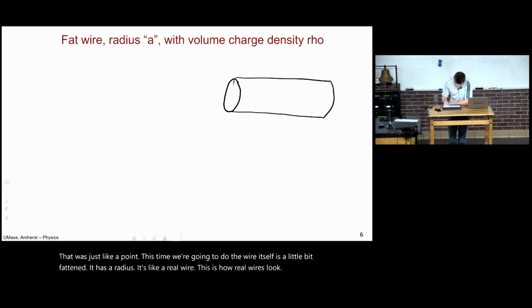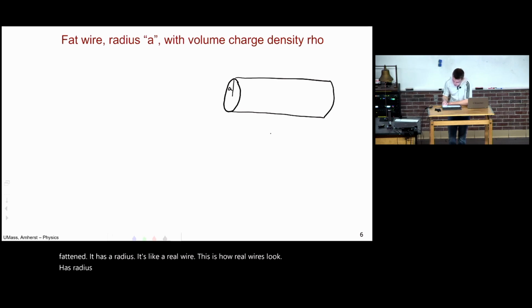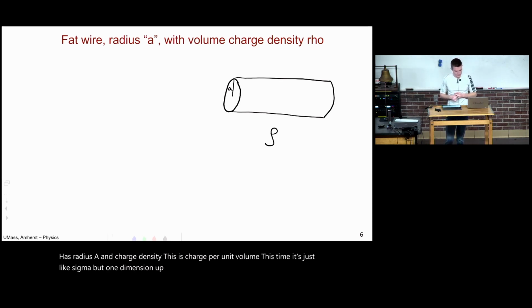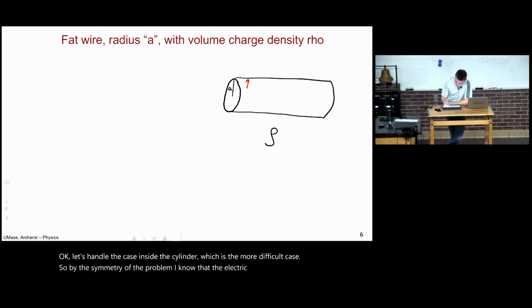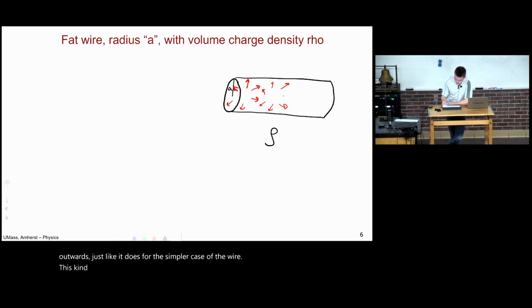Okay. It has radius A and charge density. This is charge per unit volume this time. It's just like sigma, but one dimension up. Rho. Okay. Let's handle the case inside the cylinder, which is the more difficult case. So just by the symmetry of the problem, I know that the electric field points radially outwards, just like it does for the simpler case of the wire. It's kind of really hard to draw, so my apologies.